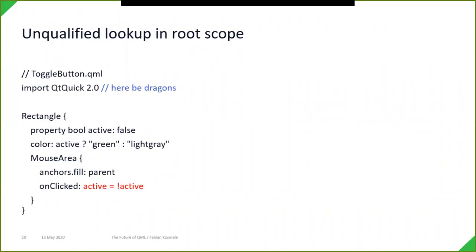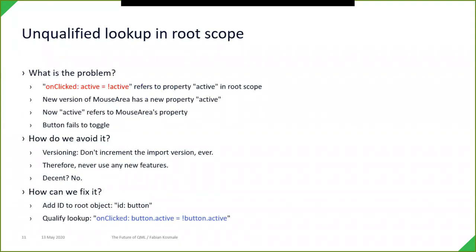So the first part is unqualified lookup in the root scope. What you can see here is a small example of a button, and it has some active property. If you click on the button, then we just toggle that property. And everything works nicely. Now there are a few issues. The issue is that in the onClicked handler, we simply wrote active, and it refers to the active in the root scope.